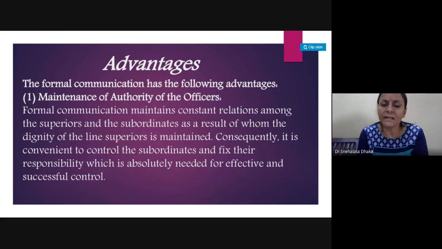And if somebody has some confusion regarding the information, then also the person gets direction from the higher authorities and can do that work easily. So the higher authorities are there to help, higher authorities are there to guide. Clear? So that is all the beneficial aspect of formal communication.